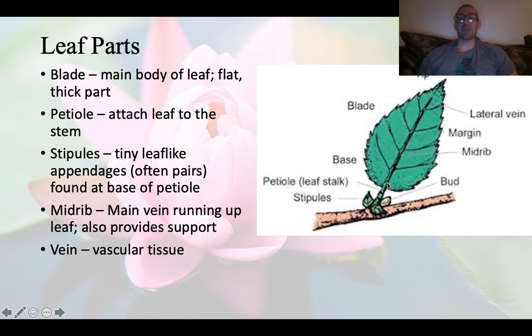Our leaves have a midrib, which is this main vein that runs up through the middle of the leaf. This midrib is vascular tissue, it's xylem and phloem, but it also contains some structural tissue to provide some support to the leaf. And like I said, we have veins that branch off from the midrib that you can see there.